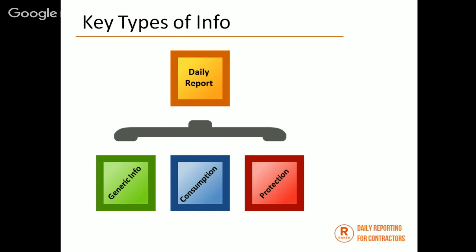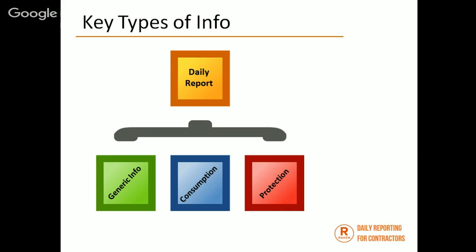The key types of information that we collect in a daily report, I break down into three basic areas. There's the generic information. That's your basic stuff. Then there's the consumption information. This is stuff that needs to be recorded for a next step or another process. And then lastly, there's the protection information. This is the basic CYA stuff, the things that we may or may not need one day to protect us from some unforeseen event.